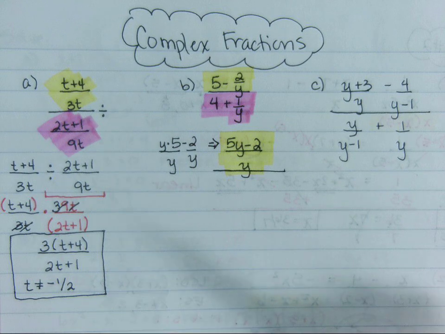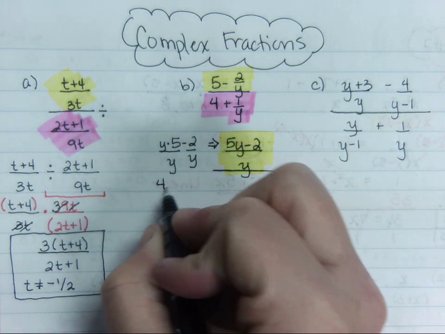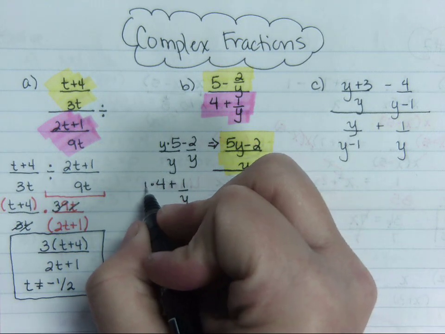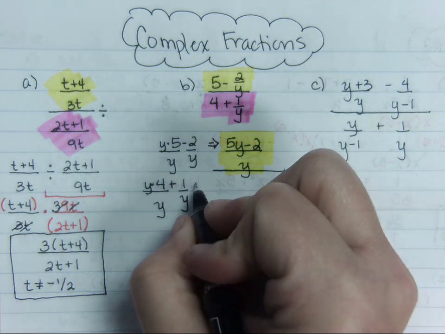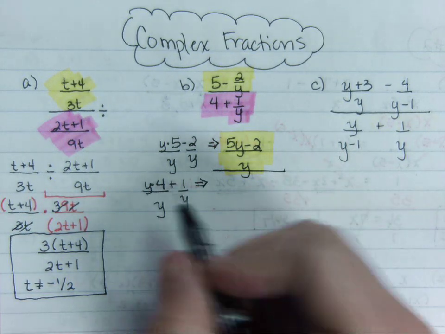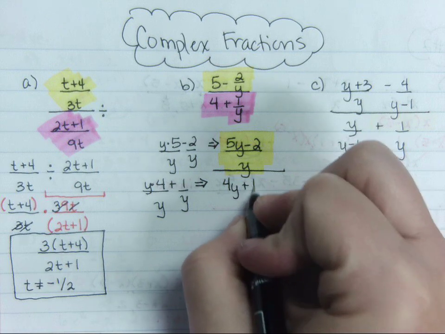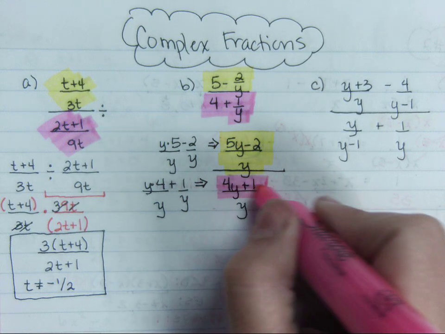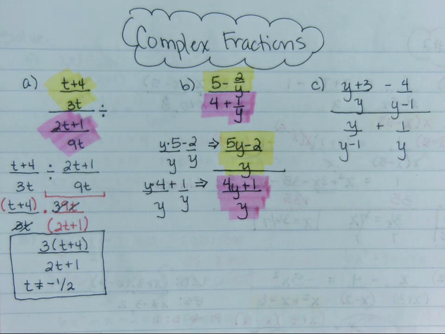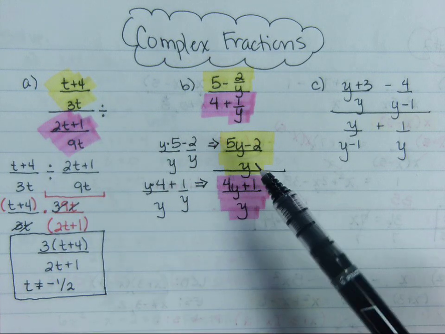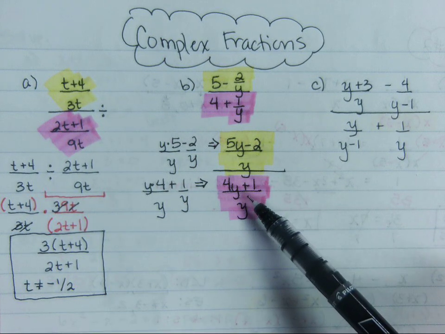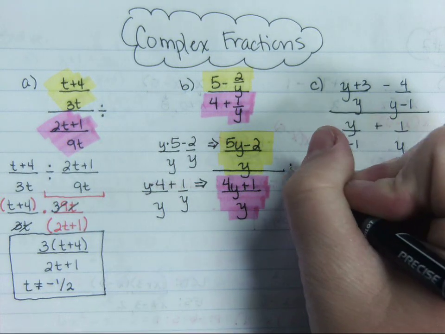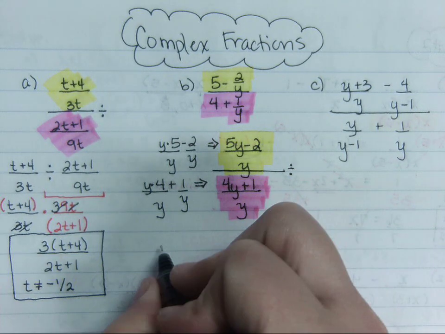So again, over off to the side, I want to be able to add these. And again, I need a common denominator. So I'm going to multiply top and bottom by y. And when I rewrite this fraction, I end up with 4y plus 1, also divided by y. And this is my new simplified denominator. And so now that I have created a simplified complex fraction, this looks very similar to the first one. And so this middle fraction bar again is my division symbol. And I'm going to write this horizontally.